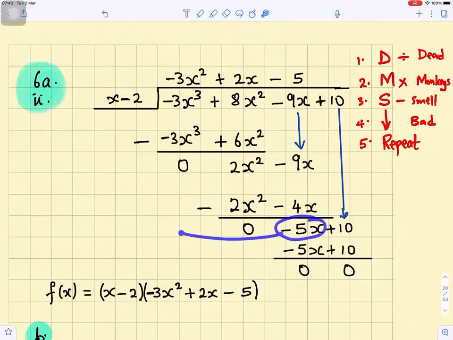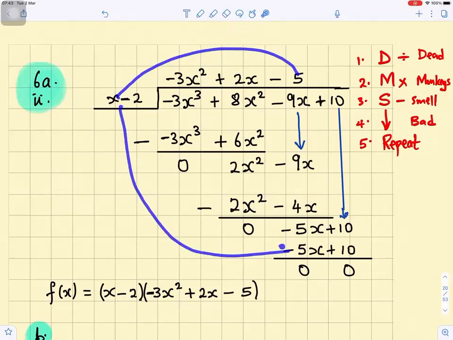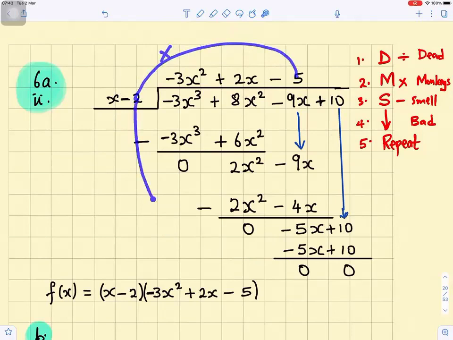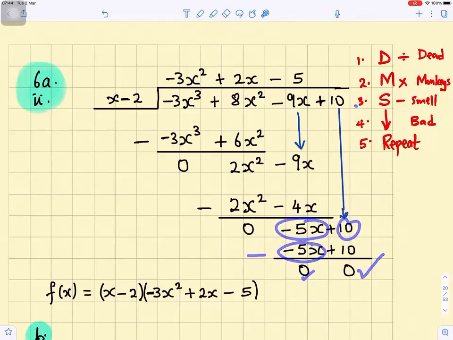Minus 5x divided by x. The x would cancel. You're left with minus 5. Number 2, multiply. Minus 5 times x gives you minus 5x. Minus 5 times minus 2 gives you plus 10. Number 3, you subtract. Minus 5x minus minus 5x is 0. 10 minus 10 is 0.